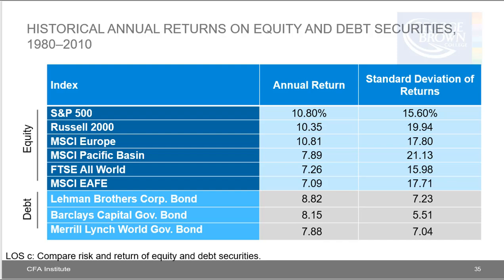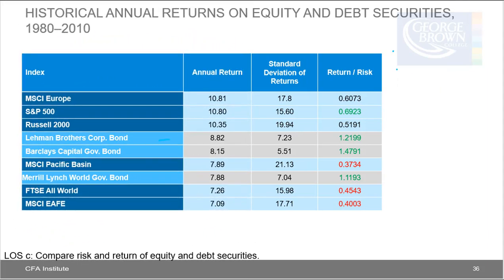And finally, they're showing a Merrill Lynch World Government Bond Index. There's thousands of different equity and debt indexes. This is just a selection, and they're showing the annual returns and again the standard deviation of returns. So by now you should be familiar with this type of chart that's showing not only the return but also the standard deviations of return, and that's how we measure risk through variability.